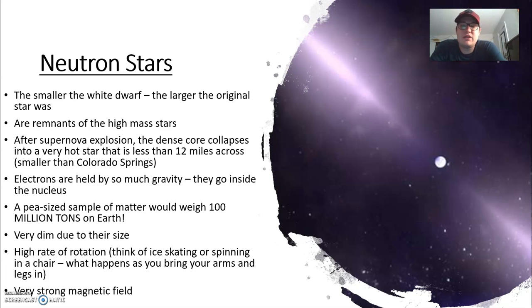And they have a high rate of rotation. Think of ice skating or spinning in a chair. What happens is you bring your arms and legs in. If you're spinning in your chair with your arms and your legs out, you're going to spin a lot slower, because you're going further in any one direction at a time. The tighter you are to the center, the faster you're going to spin. That's why people that are really good at ice skating, when they spin, are able to get really tight, so that they can spin much faster. And neutron stars are going to have a very strong magnetic field.